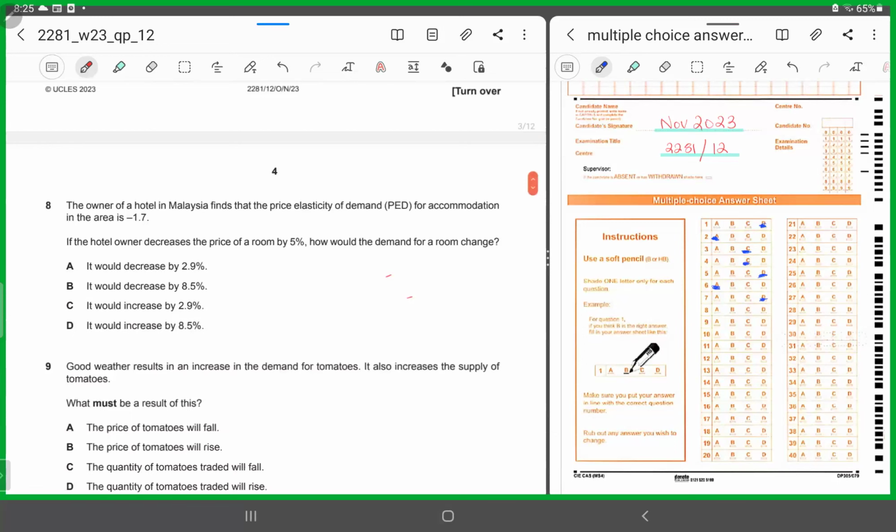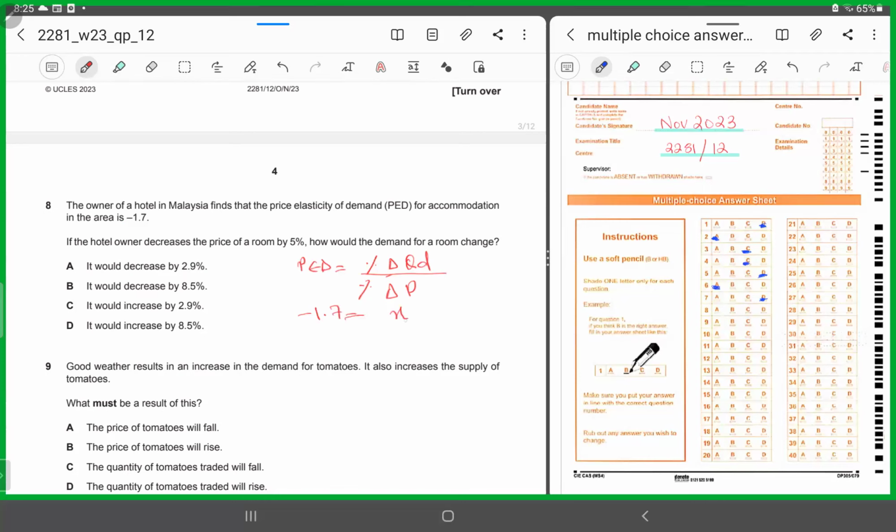Number 8. Number 8 says the owner of a hotel in Malaysia finds that the price elasticity of demand for accommodation in the area is minus 1.7. If the hotel owner decreases the price of a room by 5%, how would the demand for a room change? Now recall the formula for PED, please. Percentage change in quantity demanded upon percentage change in price, right? So in place of PED, you can put a negative 1.7. In case of this you can put an X.